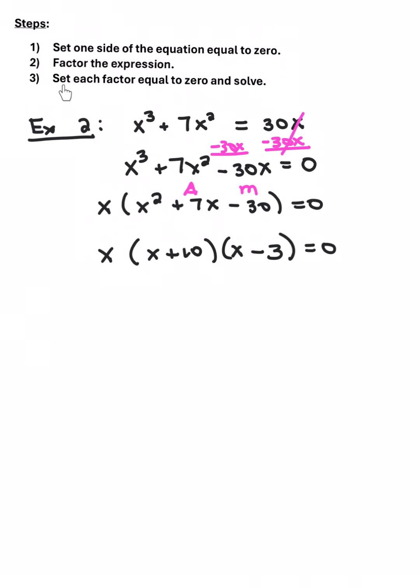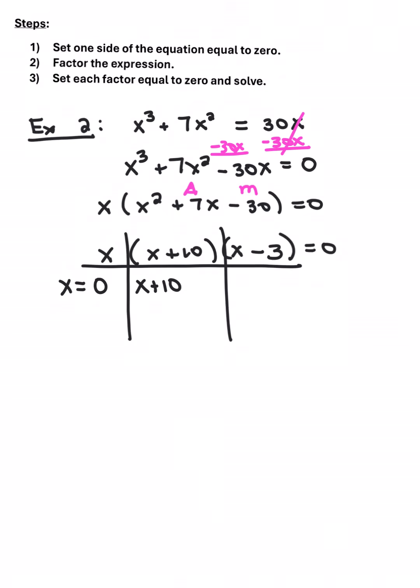On to step 3. Set each factor equal to 0, and then we're going to solve. So if you want to divide these, if you want to separate them so they don't all blend in, you can. You can put a line to separate this if you want. Okay, so here we're going to set our first factor, which is x, equal to 0. Then here we're going to set our second factor, which is x plus 10, equal to 0. And then let's set our last factor, x minus 3, equal to 0.